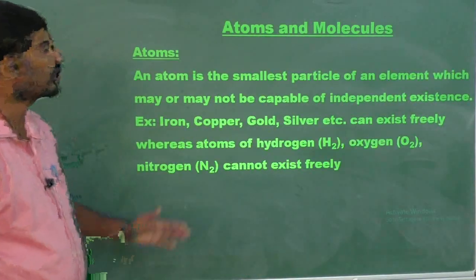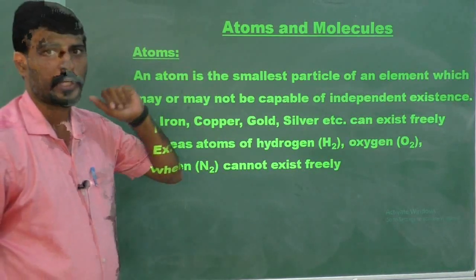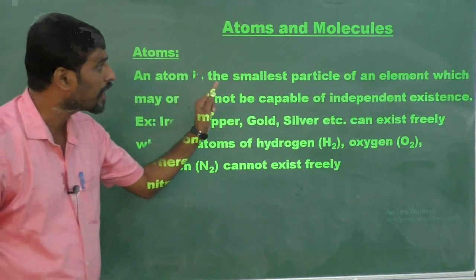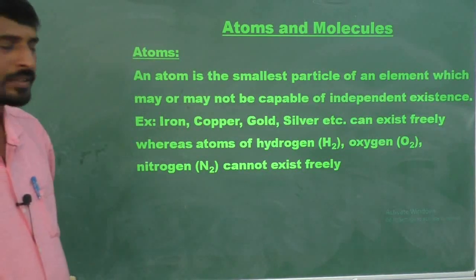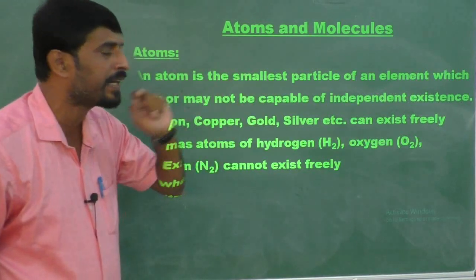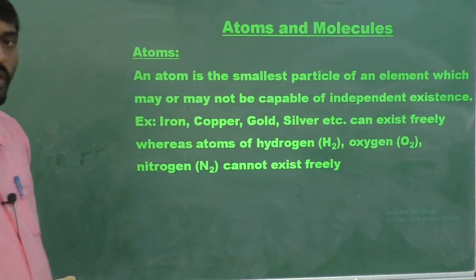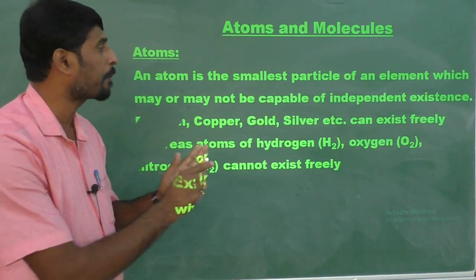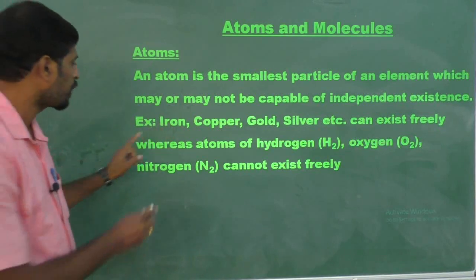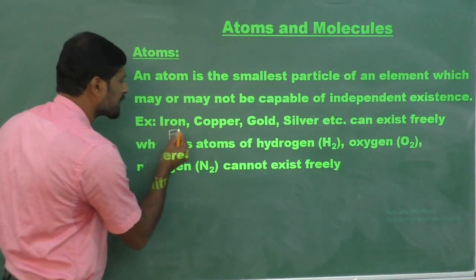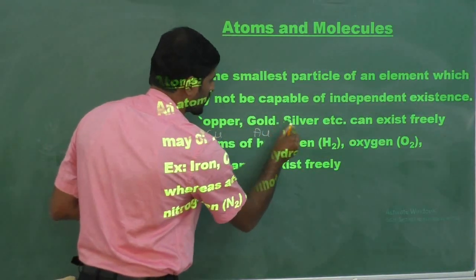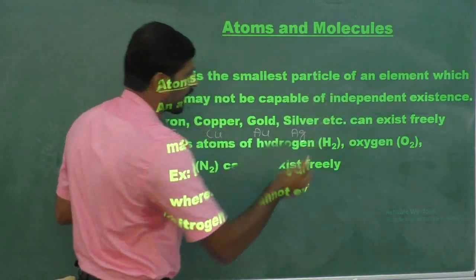Next, we will move on to atoms and molecules. What are atoms? An atom is the smallest particle of an element which may or may not be capable of independent existence. For example, iron, Fe, has independent existence. Copper, Cu, gold, Au, silver, Ag, etc.